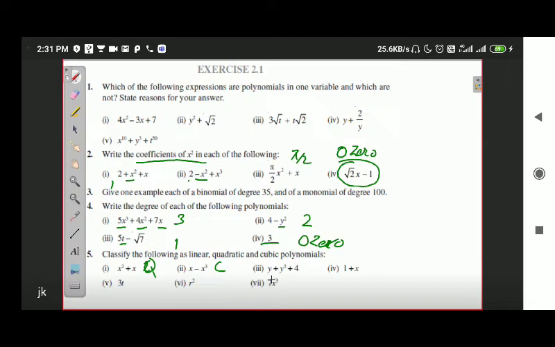For the third part, it is a quadratic polynomial. For the fourth part, it will be a linear polynomial. Fifth part, once again linear polynomial. Sixth part, quadratic polynomial. And last part, cubic polynomial. The number of terms doesn't matter. The highest power of x is what we are taking into account in this case.